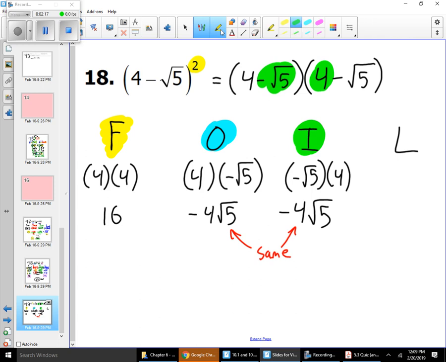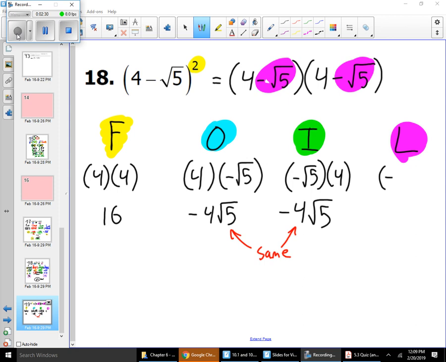Jumping over to the very last term, the last multiplication. The last ones are the negative root 5 and the other negative root 5. So a negative times a negative will make this positive. 5 times 5 is a 25, and the square root of 25 is just 5. So now we have these 4 terms. We've got a 16 as our first, and a positive 5 as our last.